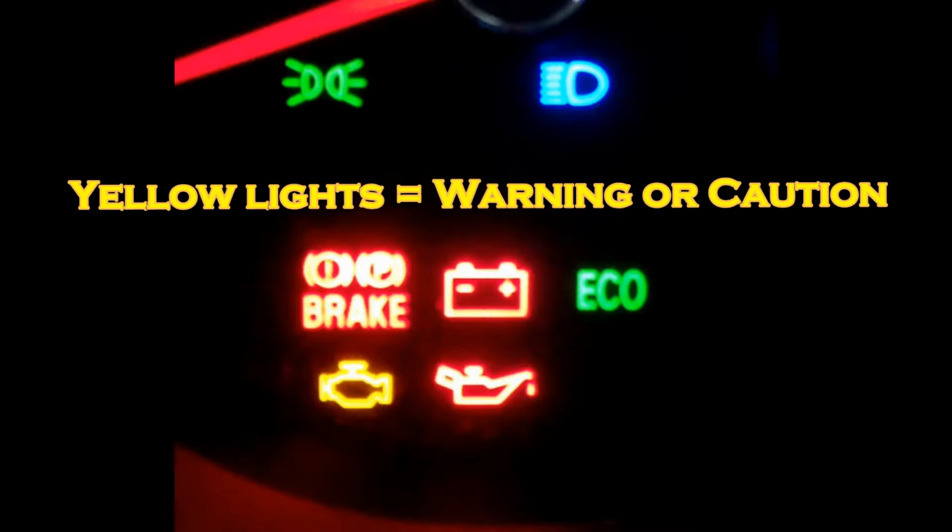A yellow light is a warning light that may indicate an issue with the vehicle. When a yellow light is on, the car is still considered safe to drive, and the safety of the driver and passengers will not be affected.